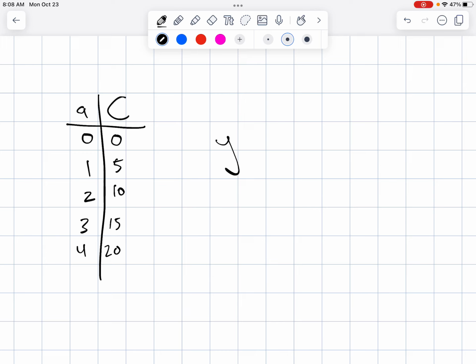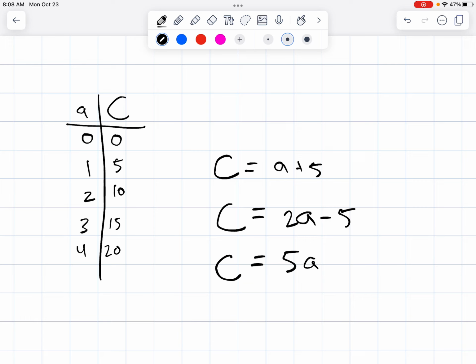Let's just look at a couple. I was about to write y equals, but here we're not doing x and y. Here we have a and c. We got some different letters. So let's say we got c equals a plus 5, c equals 2a minus 5, c equals 5a, and c equals a plus 5x. Okay, so we got these different options. We got to decide which one best describes the situation. So let's just try this first one. Let's try this equation and see if it works.